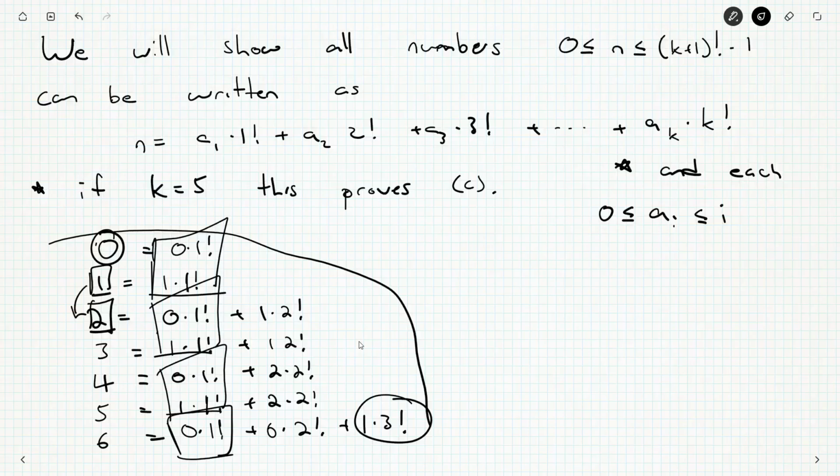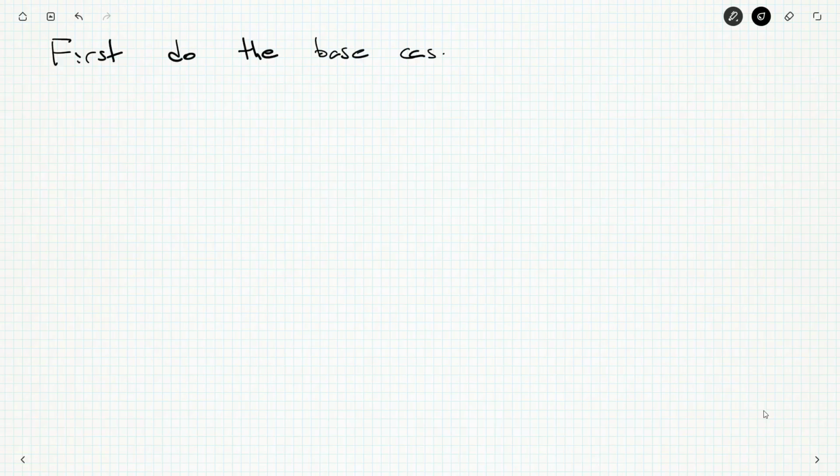Okay. So this is my general statement. I'll get rid of this star here, actually. So every n can be written this way with these a1s, a2s, and they're in this particular range. We can go up to ak, k factorial. So, how do we do a proof by induction? Well, we first do a base case. And I'll say this is when k is 1.